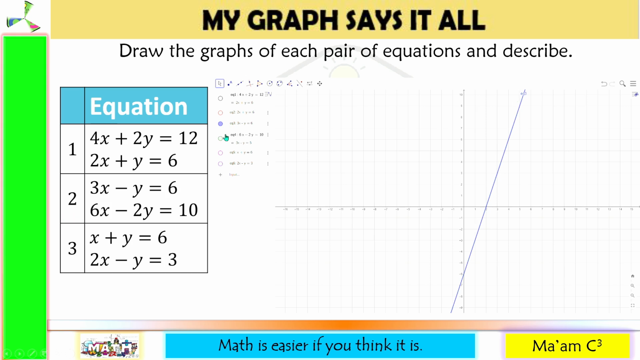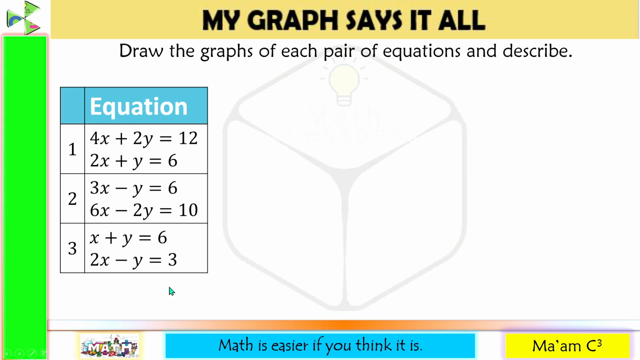Let us untick them. For the third pair, x plus y is equal to 6. This one. Let us take this one. And the second equation, 2x minus y is equal to 3. This one. What do we form? We form intersecting lines. So this is the graph of the third pair. Now let us continue analyzing these graphs. Okay, so we are done graphing the 3 pairs.